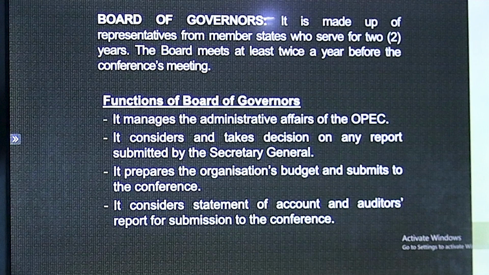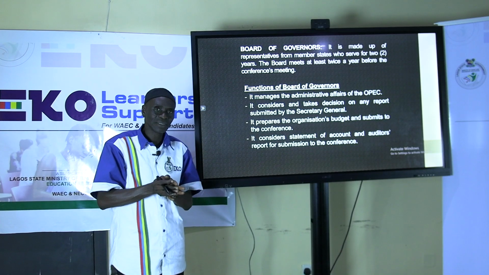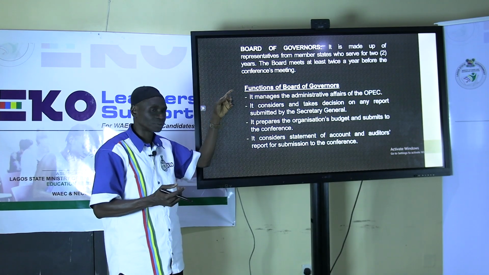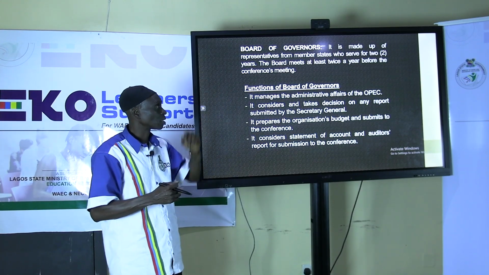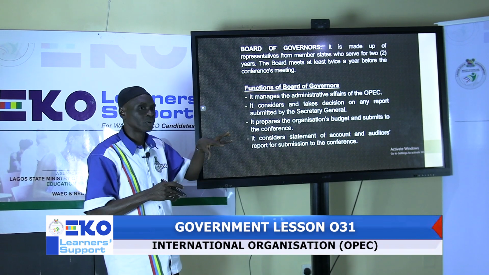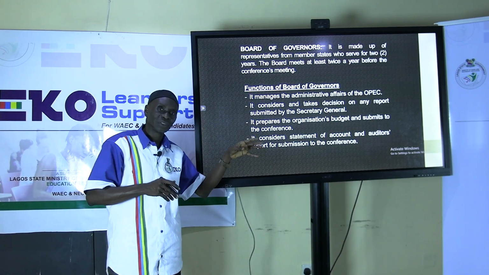It considers and takes decision on any report submitted by the Secretary General. The Board of Governors will consider and take decision. Once the Secretary General prepares his report in the year, it goes to the Board of Governors for consideration and for decision of the conference to take. Again, it prepares the organization's budget and submits to the conference. The yearly budget is prepared by the Board of Governors to be sent before it is approved by the conference.